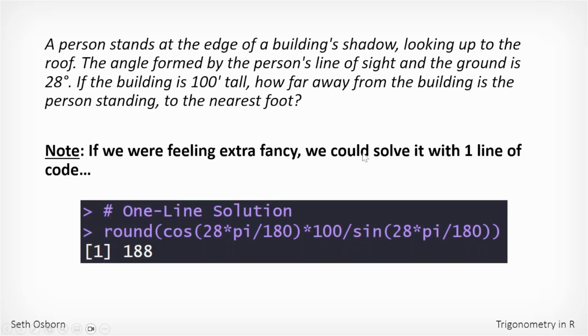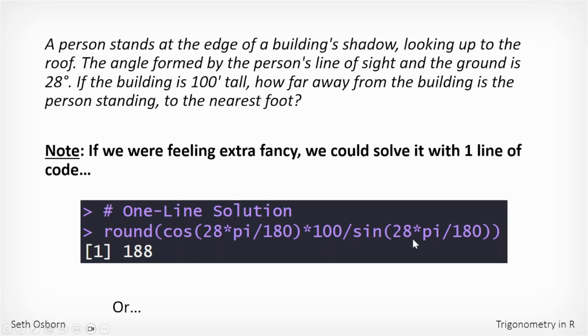Here's one way you could do it. I'm rounding to the nearest foot, so I'm using this round function. It's okay if you didn't do that. But ultimately, what we're doing is we're saying cosine of 28 degrees. We're scaling that up by a factor of 100 divided by sine of 28 degrees. So we're just taking our cosine and scaling it up by whatever that scaling factor is. That's what this line of code says. It's sort of like doing all those steps at once.